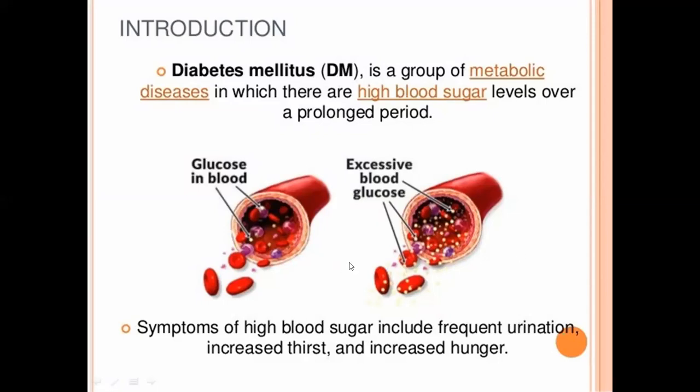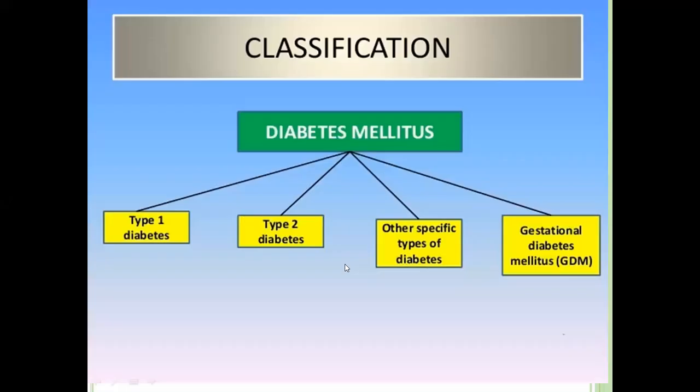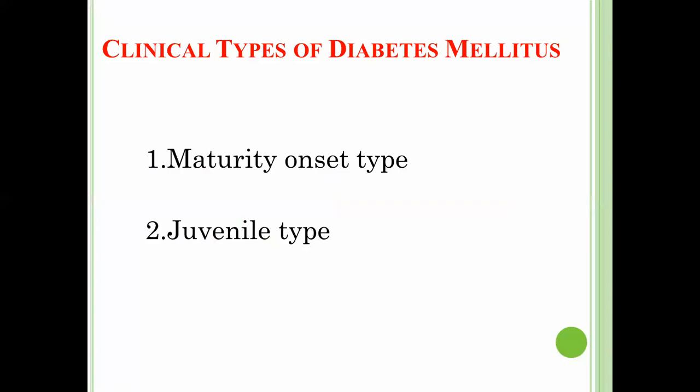Then again, the same point, symptoms. Then there are different types of diabetes mellitus: type 1 diabetes, type 2 diabetes mellitus, other specific types of diabetes, and gestational diabetes mellitus, that is GDM. Depending upon clinical basis, again two types: maturity onset type and juvenile type diabetes.